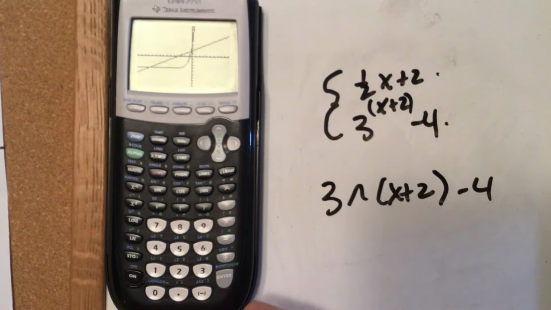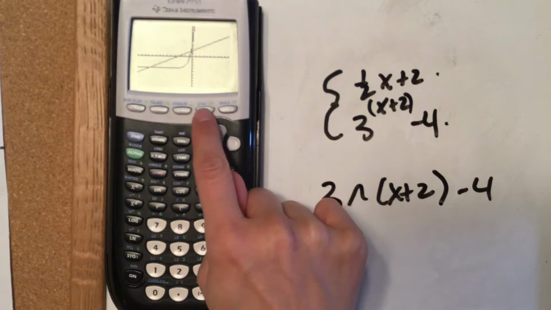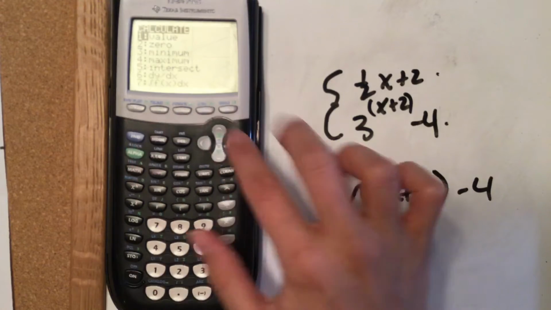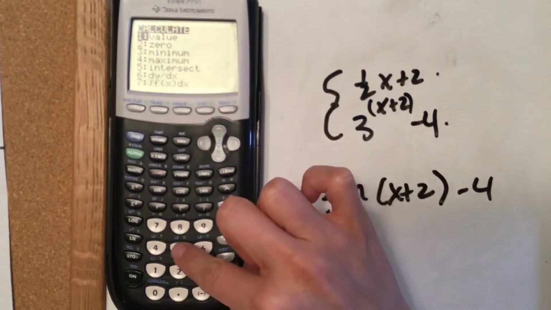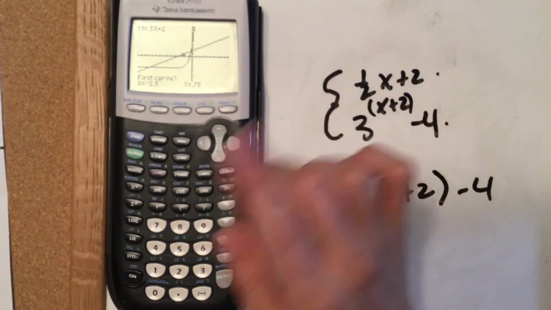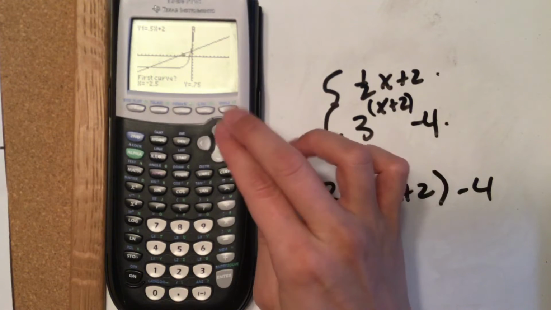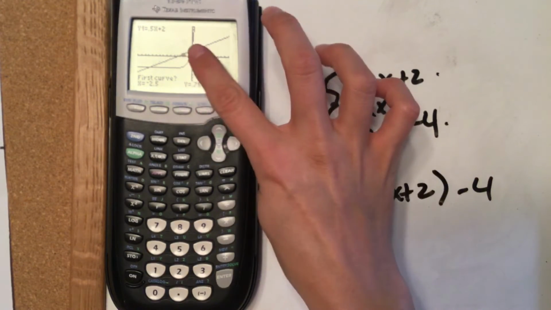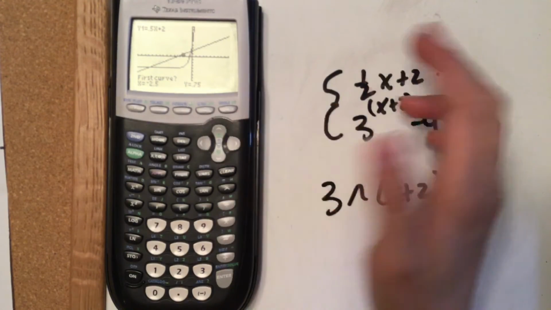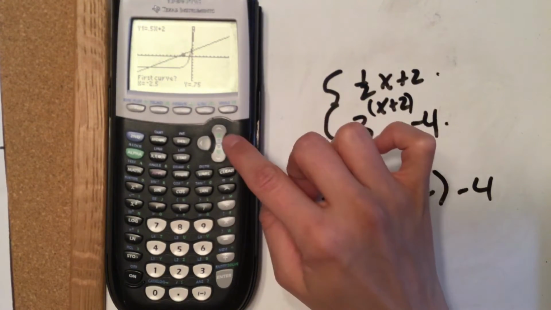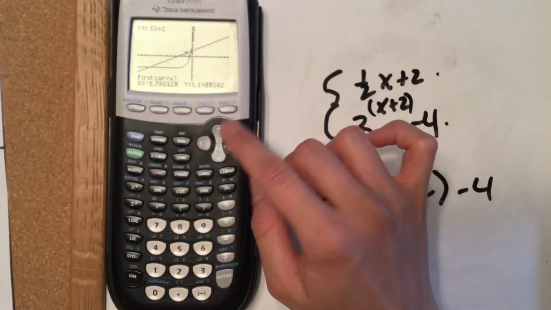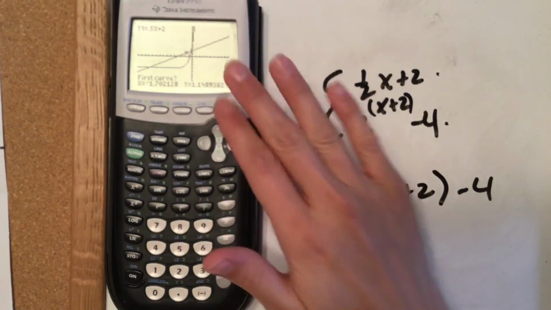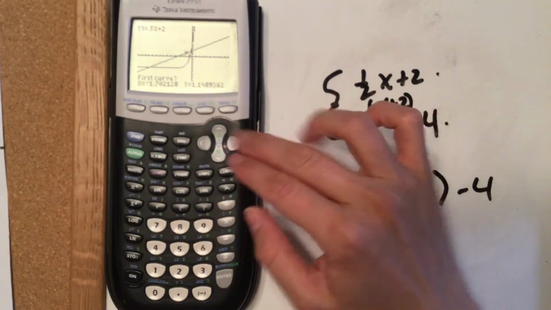So we want to find the intersection. To find the intersection, we want to calculate the intersection. So we're going to go to the calculate menu. I want the intersection, which is number 5. Now, when there's more than one intersection like this, you have to put your cursor closer to whichever intersection that you want. It doesn't matter which one you start with. You're going to have to find both at some point. Since I'm closer to this one, I'm just going to move it over here and say, this is the intersection I want. So it says first curve and second curve.